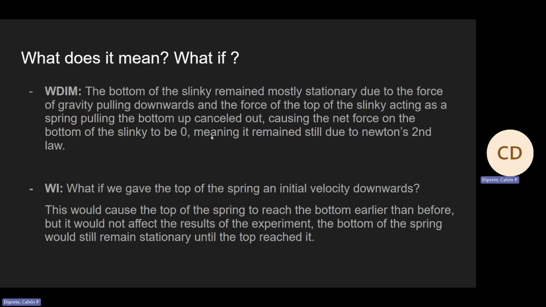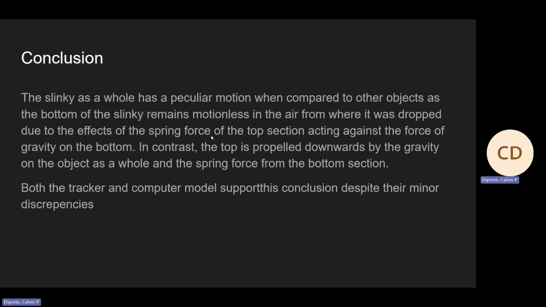What if we gave the top of the Slinky a spring and initial velocity downwards? This would cause the top of the spring to reach the bottom earlier than before, but it would not affect the results of the experiment. The bottom of the spring would remain stationary until the top reached it.